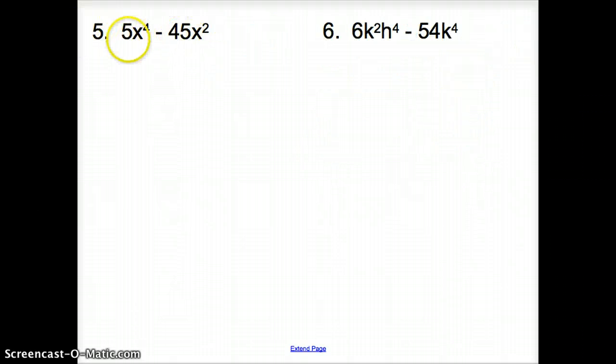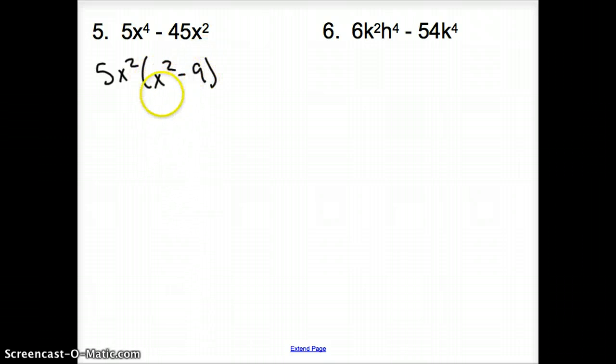Number 5, the first thing we have to look for. What can we take out of both of our terms? I can take out a 5, so I put my 5 here. What else can I take out? I can take out an x squared. Now what's going to go into the parentheses? 5x to the 4th divided by 5x squared is x squared, minus, and then 45x squared divided by 5x squared is 9.